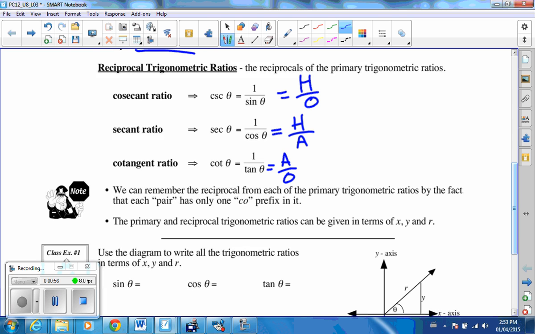Now, the way to remember which one goes with which: cotangent and tangent go together because they both have tangent. Secant and cosecant, how do you remember this? There's one co in every pair. So the cosecant has the co, so it has to go with the thing that doesn't have the co, which is sine. Secant, no co, so it needs a co, it gets its co from cosine. So that's the way that works.